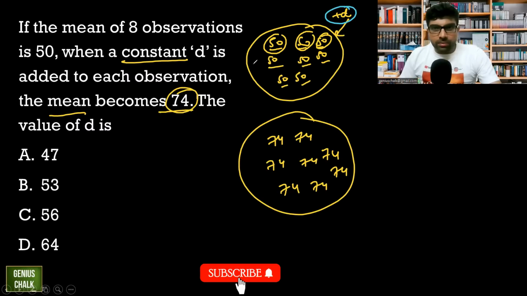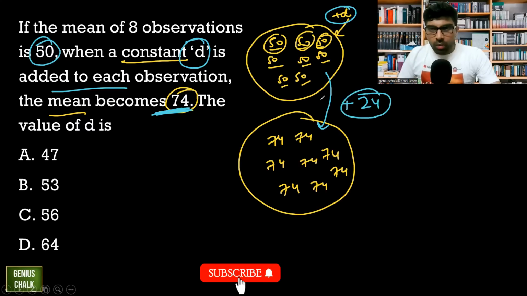So you can see that earlier the average was 50, some constant D is added, and the observation is 74. So you can see that what is the extra which we are adding up? You can see, we are adding up how much? 24. You can understand like this.